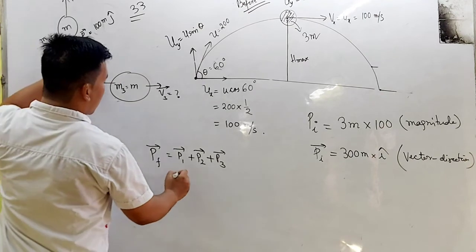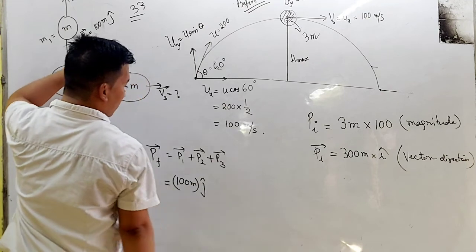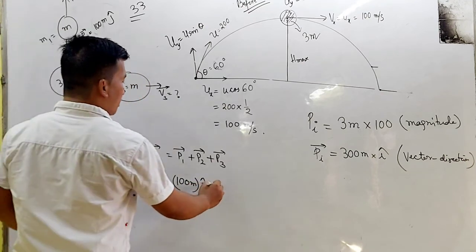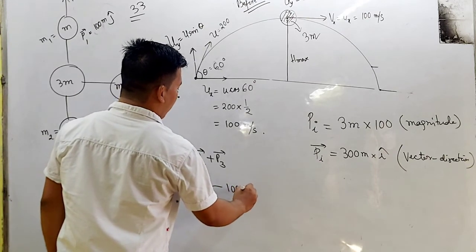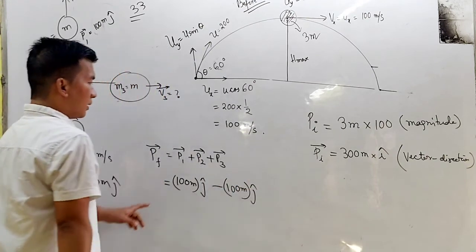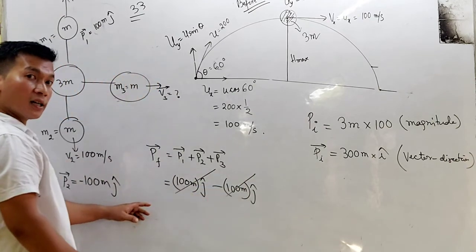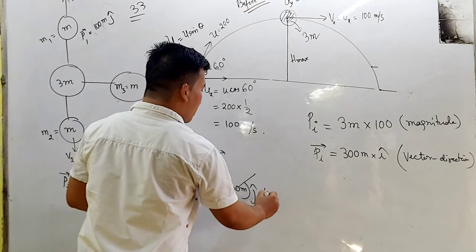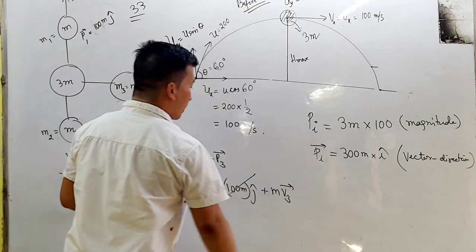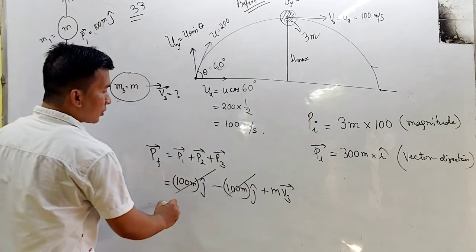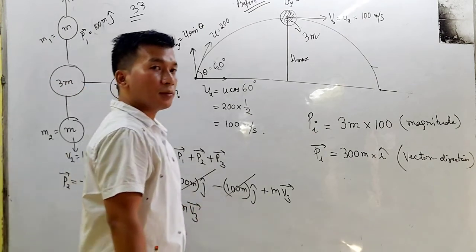p1 is 100 m j cap, p2 is minus 100 m j cap. This is plus, this is minus, this gets cancelled out. And p3 is m into v3 vector, in my diagram, here we will be having m v3 vector. Understand?